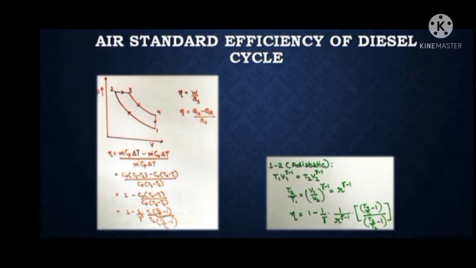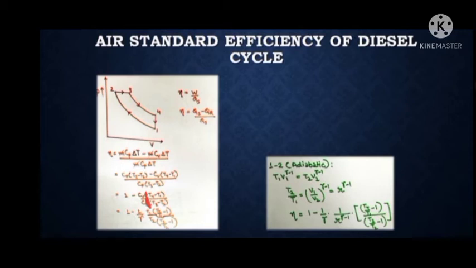So we already know that efficiency is net work done upon heat supplied. Net work done is heat supplied minus heat rejection. Heat supplied at constant pressure, which is from 2 to 3, and heat rejection at constant volume, which is from 4 to 1. So efficiency is Qs minus Qr upon Qs. So heat supplied at constant pressure is mCp delta T, minus mCv delta T upon mCp delta T. This Cp term, what we have done over here is 1 minus Cv upon Cp, T4 minus T1 upon T3 minus T2. Similarly, Cp by Cv we all know is gamma.